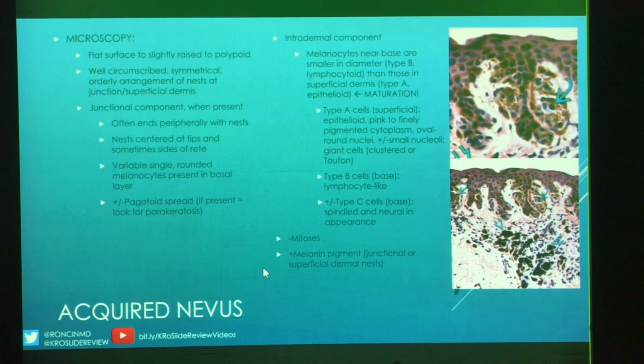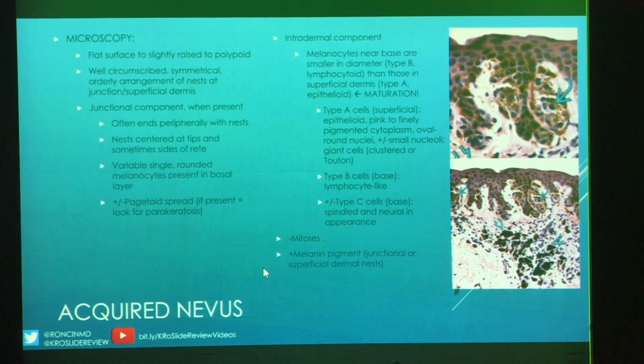So when it's talking about melanocytes near the base, it's talking about the base of the lesion, so the deepest aspect of the lesion. And what we notice is, again, the maturation, where our superficial cells are going to be larger, more epithelioid, and as you go down towards the deepest portion of the lesion, they're going to become smaller and more lymphocytic-like. You may or may not see type C cells, and these will be present at the base if they are there, and these are those spindled and very neural-looking cells.